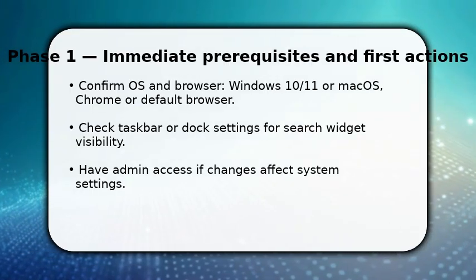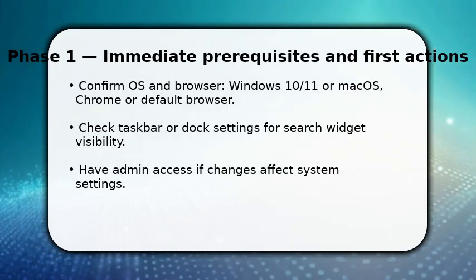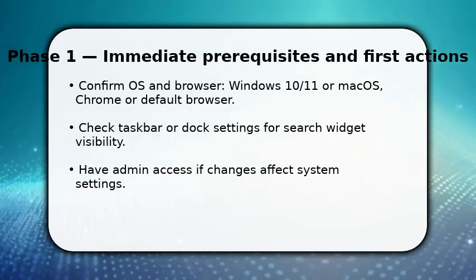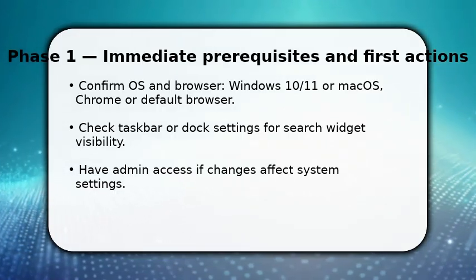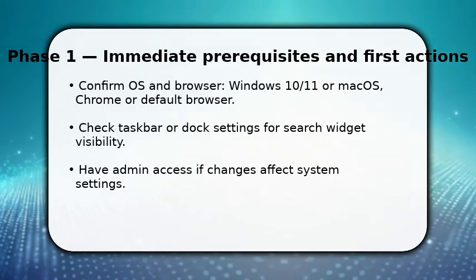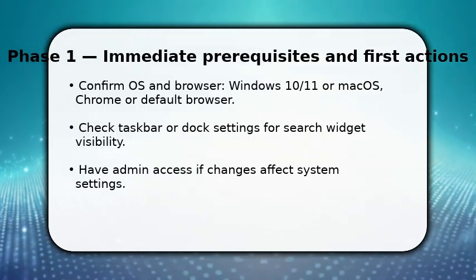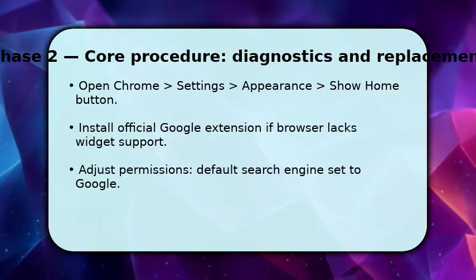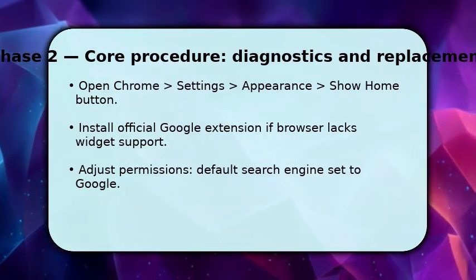Enable any search widget or Google shortcut. If using Chrome, open Settings and toggle the Show Home button or install the official Google Toolbar extension. Once done, position the bar where you want it, taskbar, dock, or browser toolbar. Next, install and configure the tools that create a persistent Google search bar.